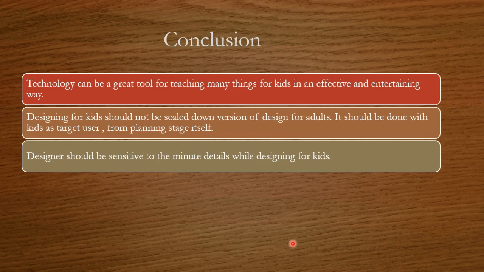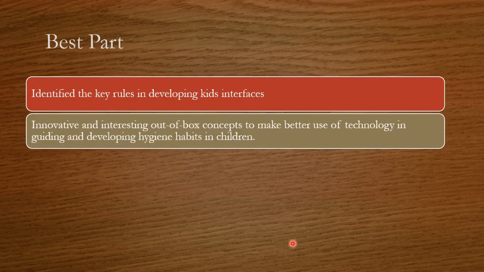So the conclusion is that technology can be used as a great tool for teaching many things to kids. Design for kids should not be a scaled-down version of design for adults. The consideration of the kid as the target user should be there from the planning stage itself. The designer should be very sensitive to the minute details while designing for kids. The best part about this research paper is that the key rules in designing the interface, all the things that need to be considered, are really identified and pointed out. Then some interesting out-of-the-box concepts to help train kids in hygiene habits are included.